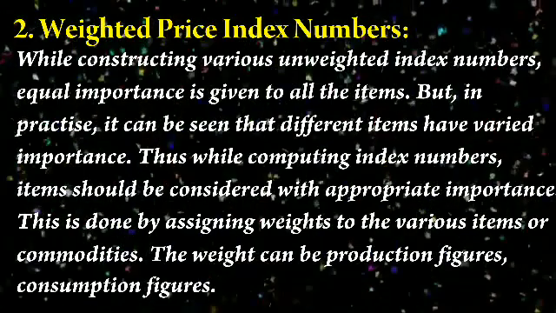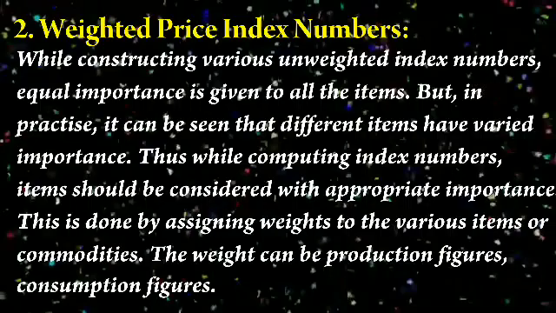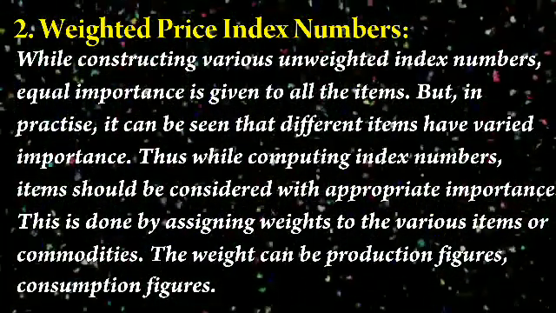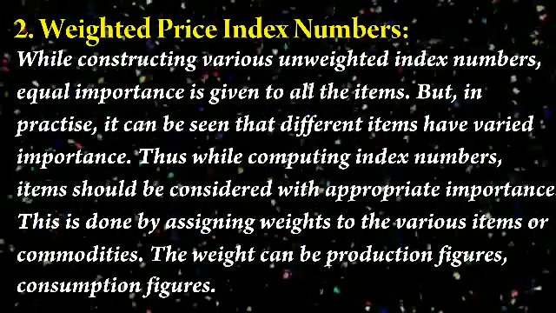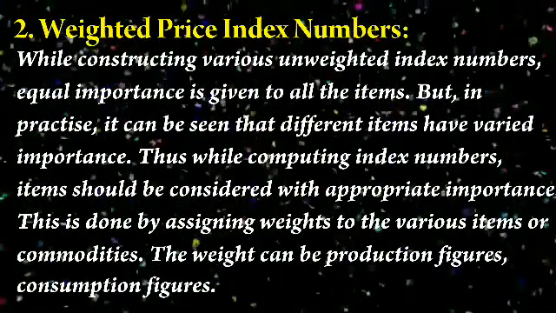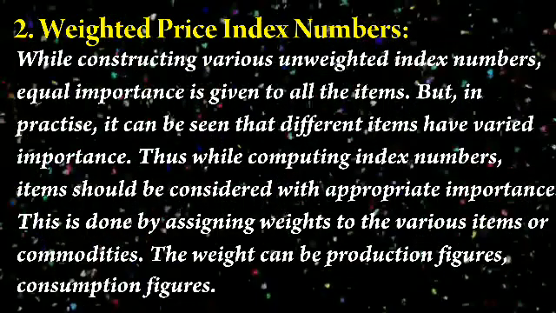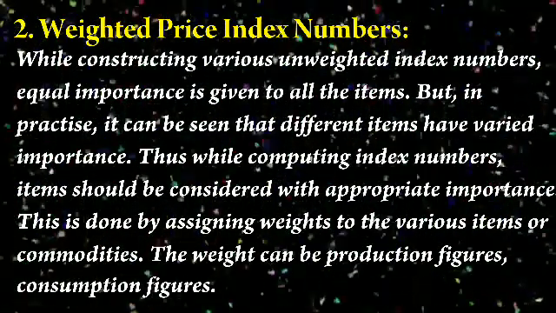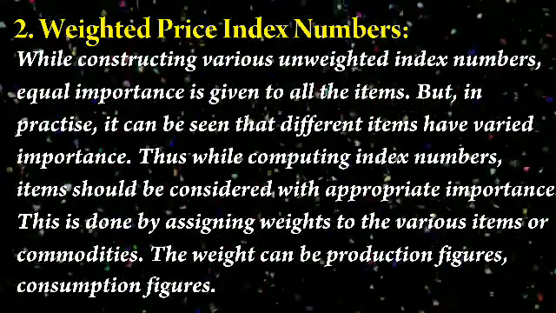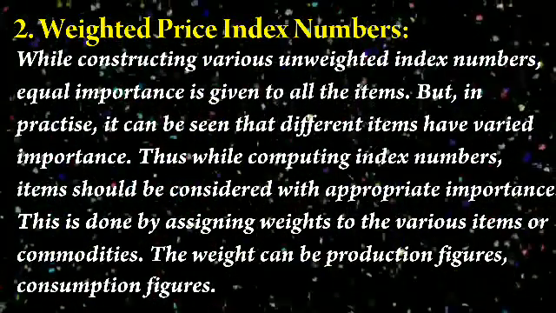Here, the difference between unweighted and weighted is that in the concept of unweighted index number, equal importance is given to all the items. So, the specific weight values will not be given or mentioned in the table or in the question. But in the concept of weighted index number, the weights are assigned based on their relative importance. If the item is of more importance, more weightage will be given to that item, and if the item is of least importance, less weightage will be given to that particular item.